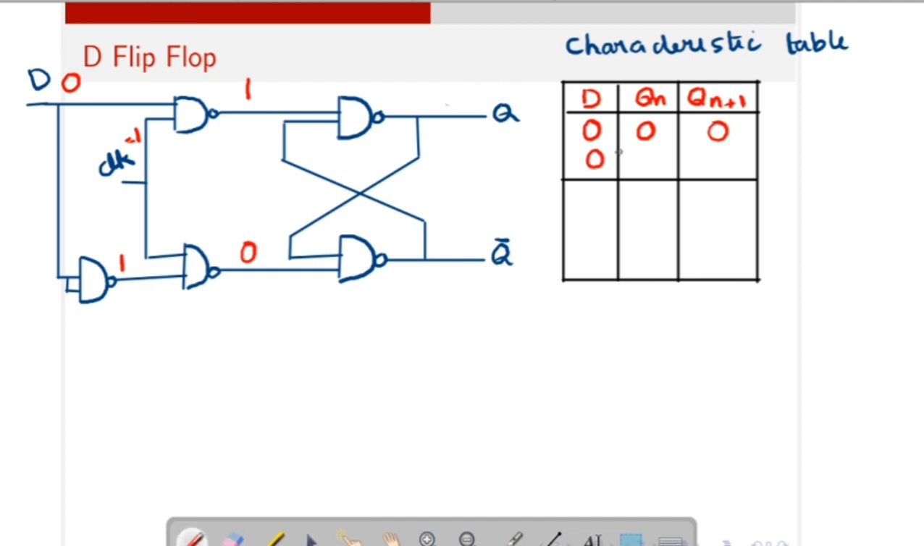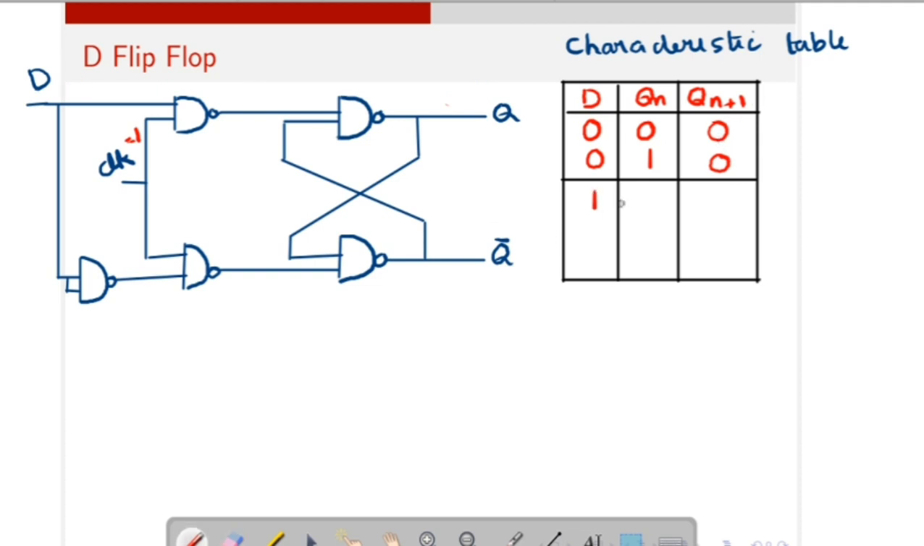Next, D is equal to 0 and the present state is 1. Here present Qn is equal to 1 and Qn bar is equal to 0. The input is the same, 0, and here it is 1. For this NAND gate, one of the inputs is equal to 0, then the output is equal to 1. For this NAND gate both the inputs are 1, then the output is equal to 0. That means when D is equal to 0 and Qn is equal to 1, the next state is 0. That means whatever the present state may be, when the D input is equal to 0, it goes to a reset state, right?